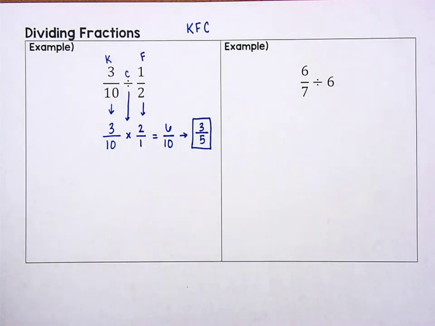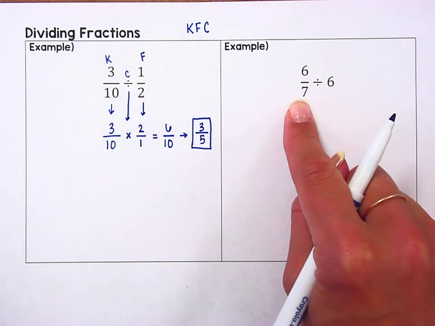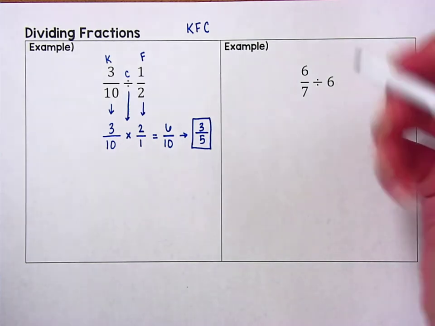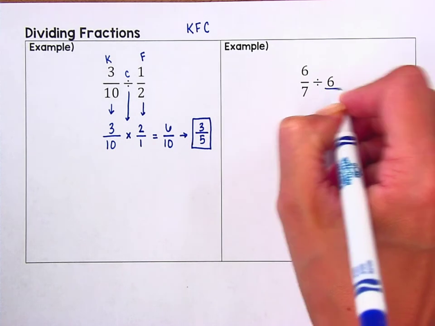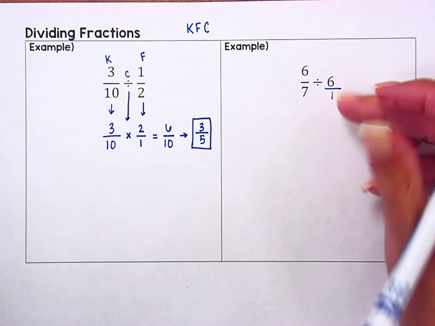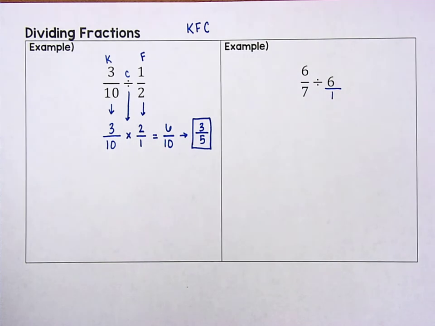So let's try another example. This example is a little bit different because we're dividing a fraction and a whole number. So before we can even start with KFC, we want to change that whole number to a fraction. We can do that by making this 6/1. So 6 divided by 1 is the same exact thing as 6.